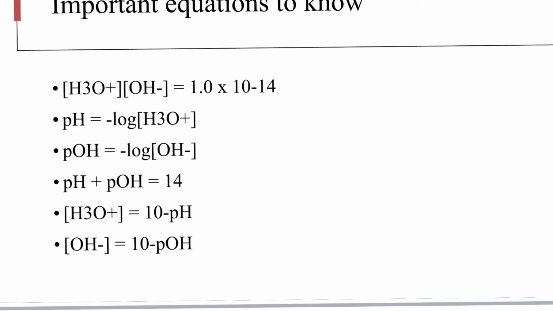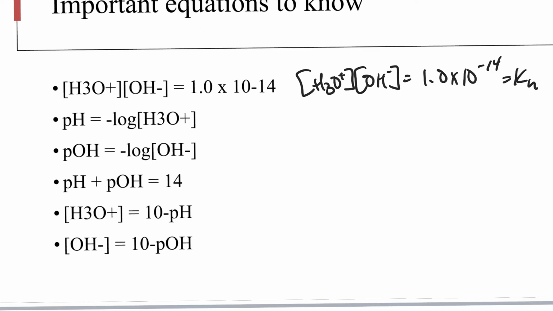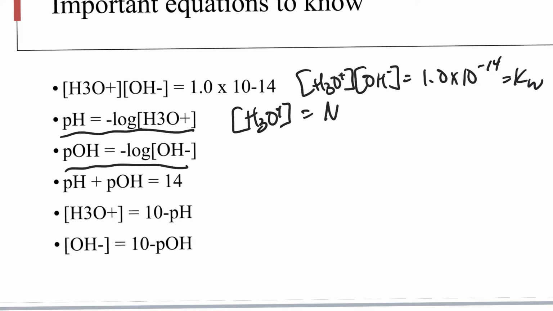First, this is your Kw constant, the very first one. Let's talk about each of these. The concentration of hydronium times the concentration of hydroxide is equal to 1.0 times 10 to the negative 14. This is the Kw constant. The pH is just the negative log of the concentration of the hydronium. The pOH is the negative log of the concentration of the hydroxide.